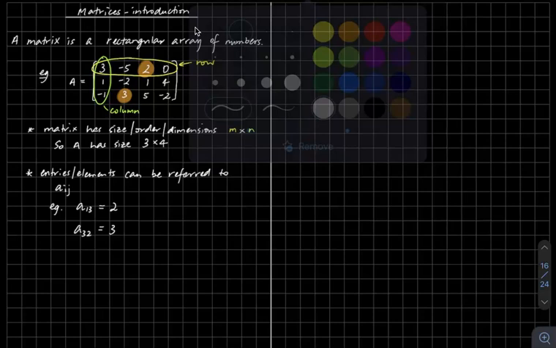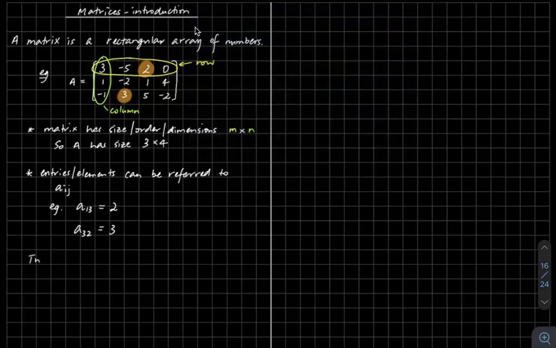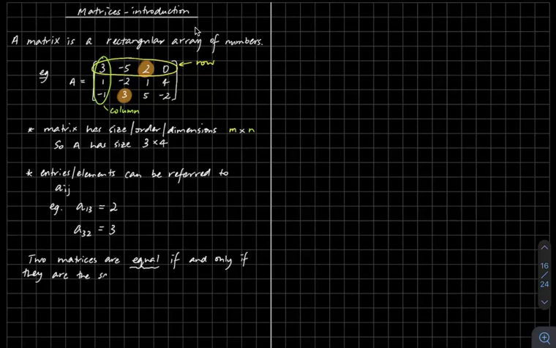All right, so let's think about some of the other properties of matrices. Firstly, let's think about what it means for equality of matrices. Two matrices are equal if and only if, there's that phrase again, if and only if they have the same dimensions or matching size, so they are the same size, and they have equal values in every corresponding entry.